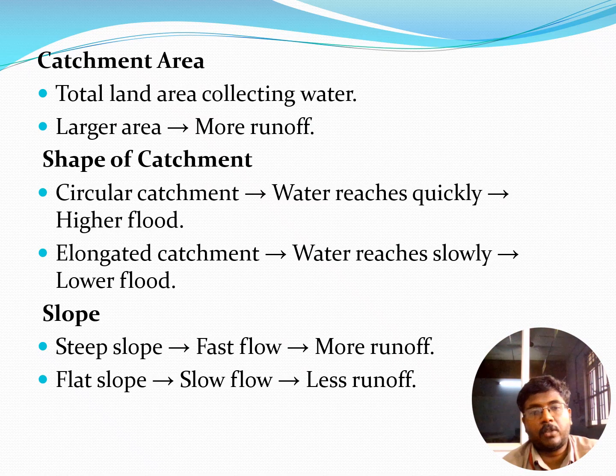Next we see about the slope. Steepness is directly proportional to the water velocity. There are two different types of slopes, steep and flat slope. When compared to a flat slope, more runoff takes place on a steep slope because the water flow from one point to another point is faster, and so more runoff is calculated.